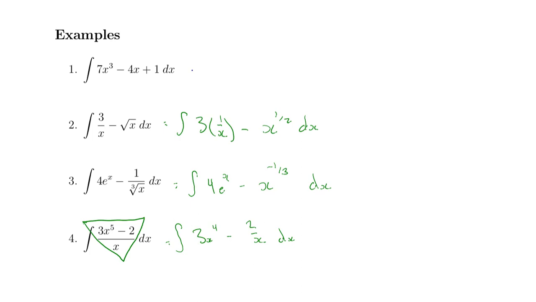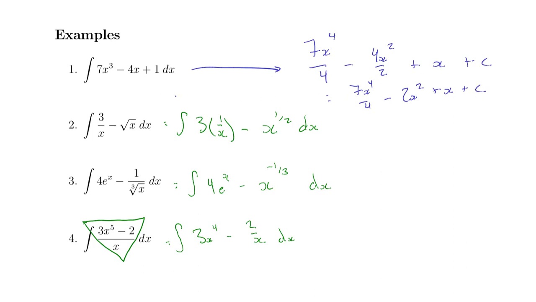All right, so let's see what our answers look like. Here, when we take our antiderivative, we're going to increase the exponent by 1 and divide by that number. So 7x to the 4 over 4 minus 4x squared over 2 plus, this constant, we're just going to tack on an x, so we get x plus c. You could rewrite this as 7x to the 4 over 4 minus 2x squared plus x plus c. Cool. There's that one.